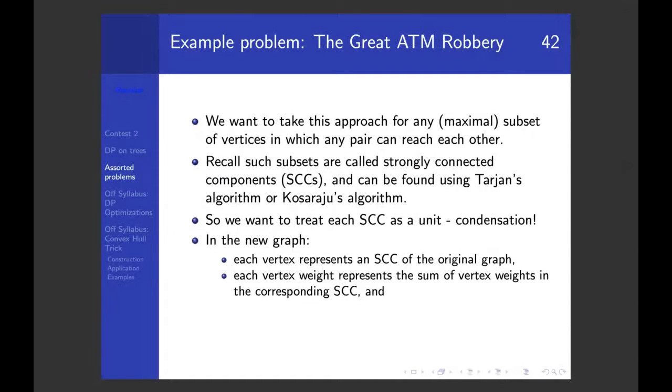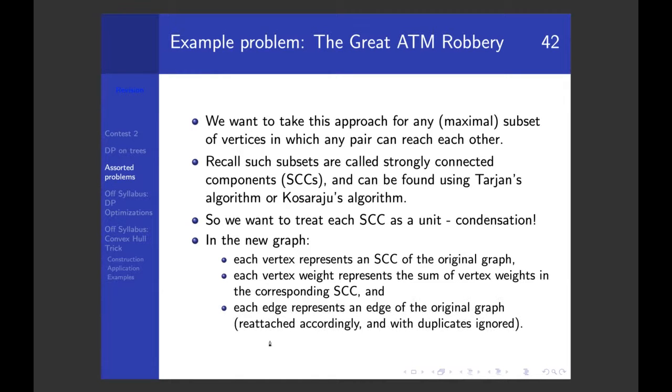This corresponds to the idea that you might as well take all the money from all the ATMs in that SCC. So we're just in the big supernode for the SCC. We just add all the money together. And each edge corresponds to the original edge in the graph. So if there's an edge between node 1 and node 2 in the original graph, and these nodes are in different SCCs, we'll have an edge between their two SCCs in the condensed graph.